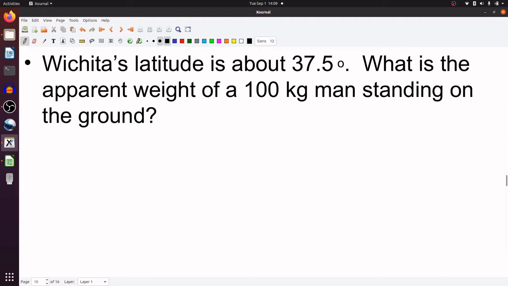Okay, Wichita's latitude is around 37.5 degrees. FYI, that is the same magnitude of the latitude as Melbourne, Australia, except we're 37.5 degrees north of the equator, and they're roughly 37.5 degrees south of the equator. Well, this will actually work for either place. What is the apparent weight of a 100-kilogram man standing on the surface of the Earth?